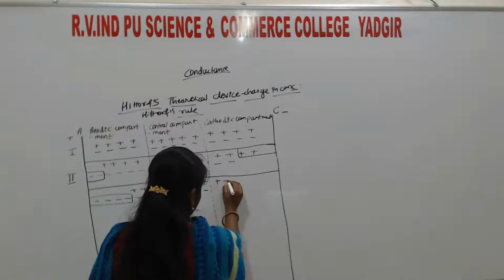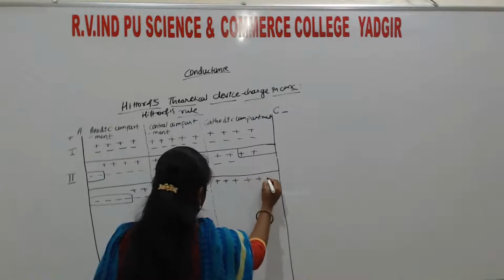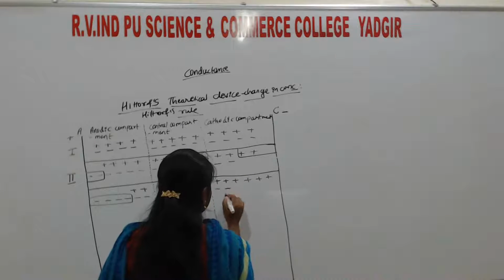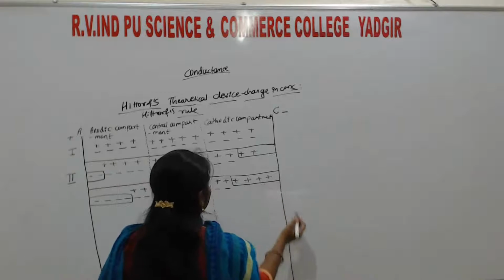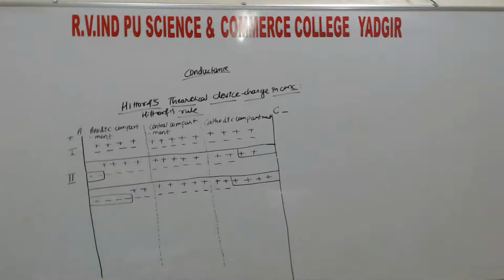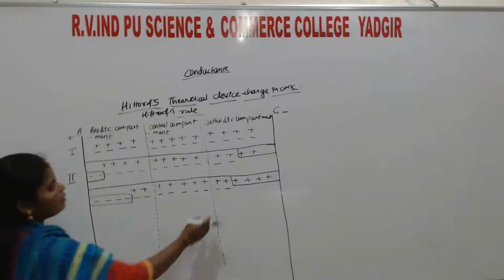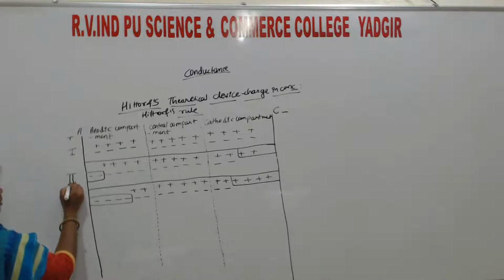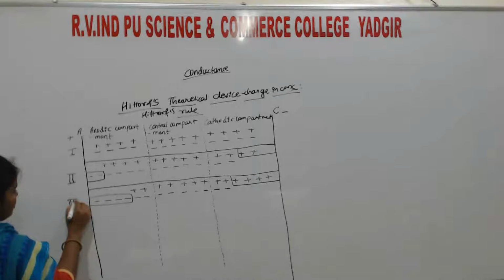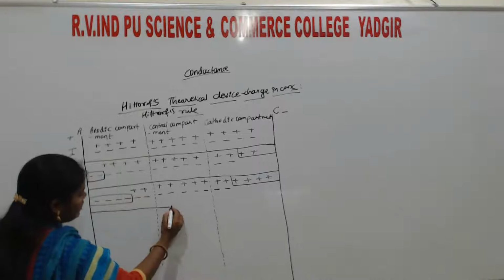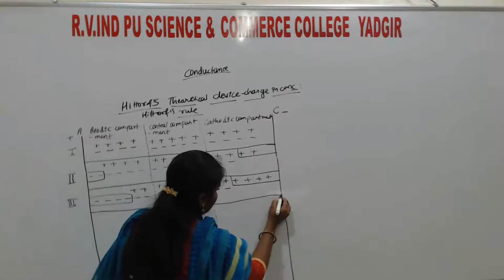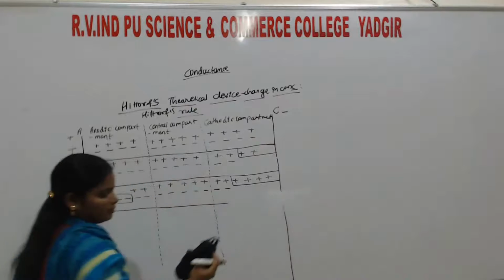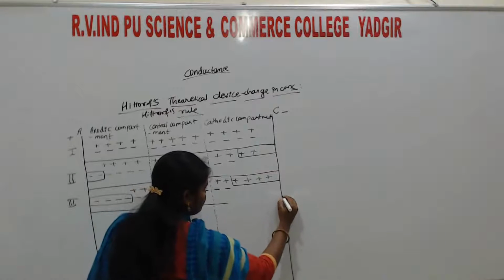1, 2, 3, 4, 5, 6. Here only 2 anions are present. 4 cations are present and only 2 pairs are present here. This is the third phase, and draw a solid straight line.